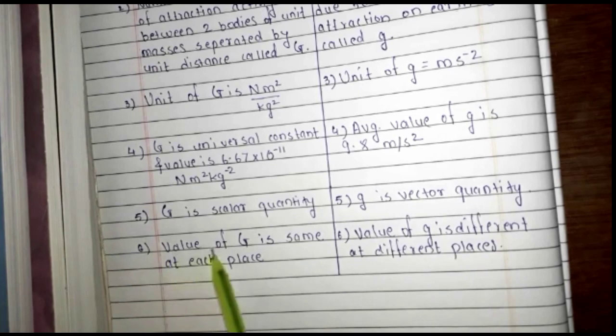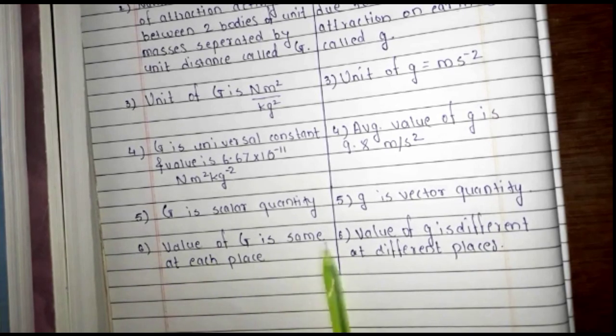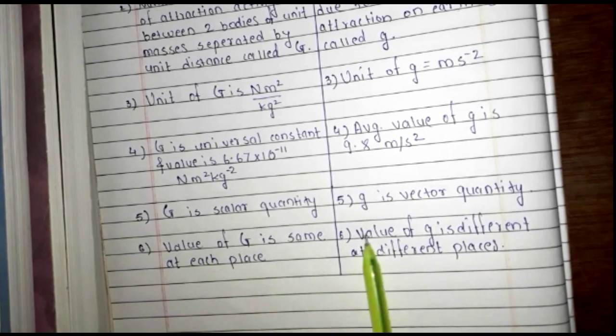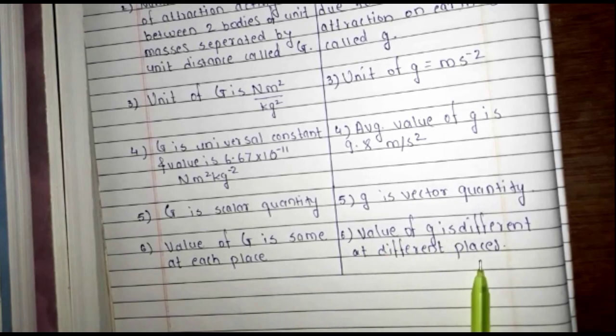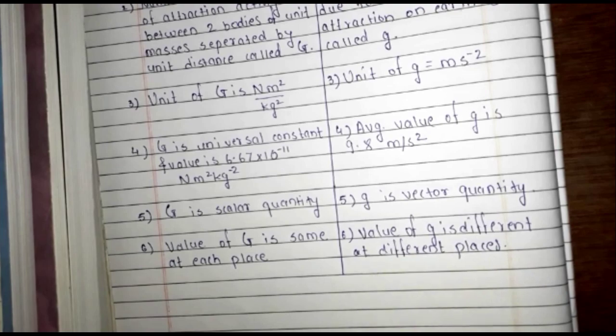Then the value of capital G is the same at each place, but the value of small g is different at different places.